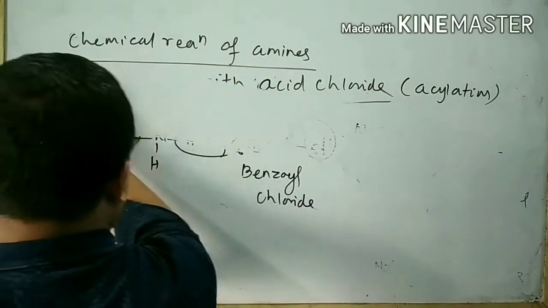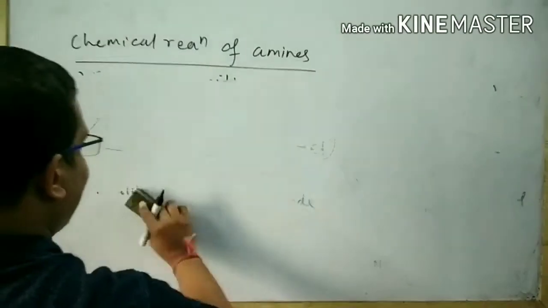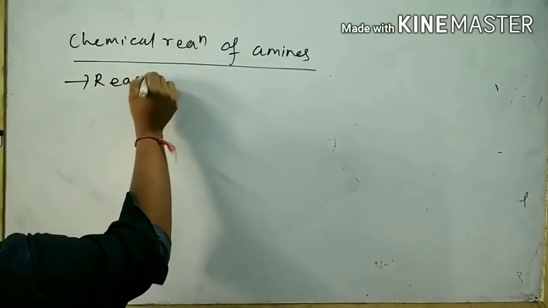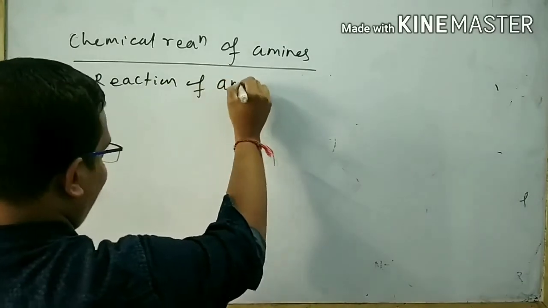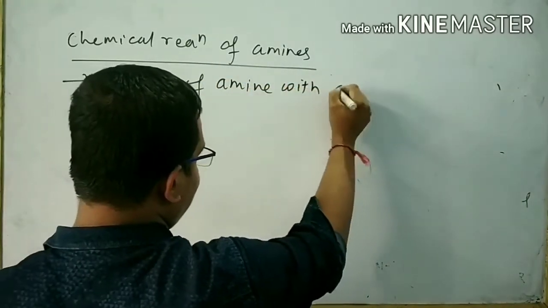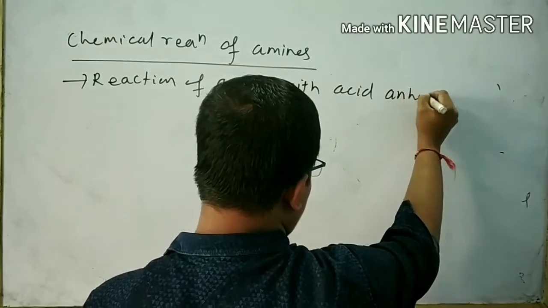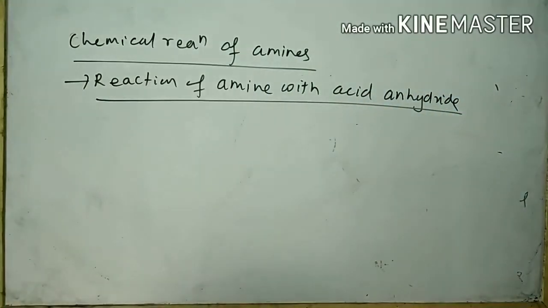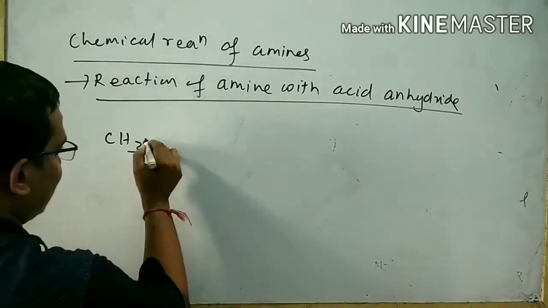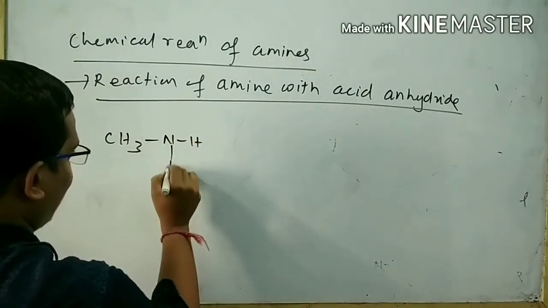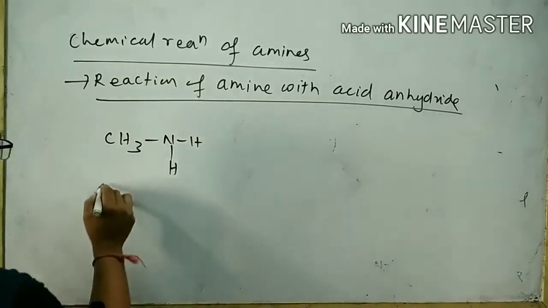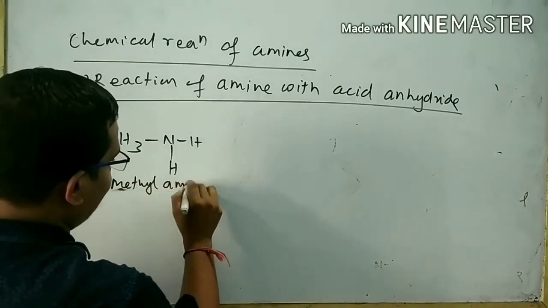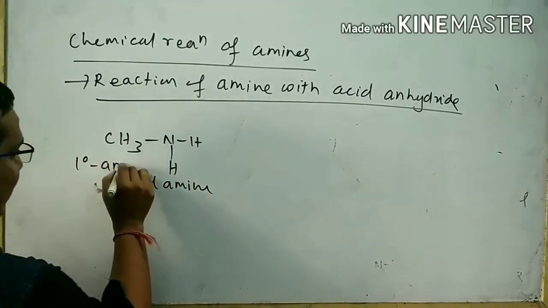Now I will discuss the reaction of amine with acid anhydride. Reaction of amine with acid anhydride. Take a primary amine, that is CH3-NH-H. This is said to be methylamine. It is a 1 degree amine.